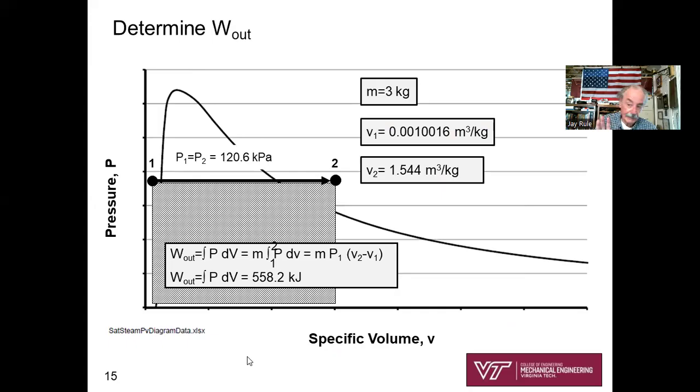Okay, now we've got V1 and we've got V2 by looking up those values in the tables. Now we can numerically evaluate the work. Work is M integral P d little v. It's not a formula. You can just derive that out of your head by starting with work out as integral PdV. And so numerically, M, 3 kilograms, P, 120.6 kPa, delta V, whatever that difference is. And so we're going to get a work out of 558.2 kilojoules. We're halfway there.